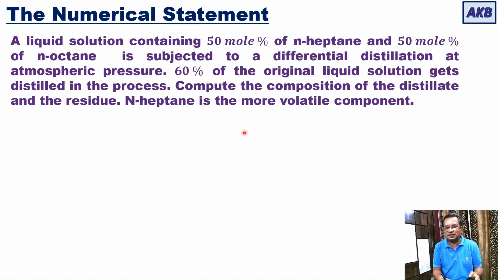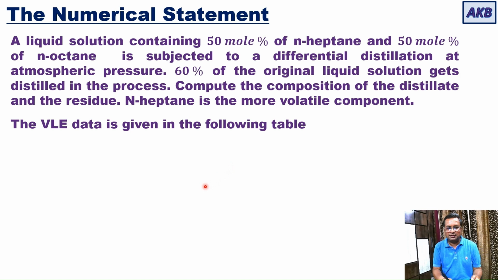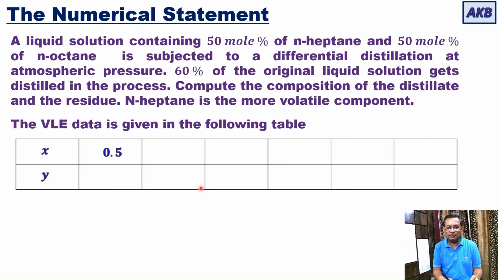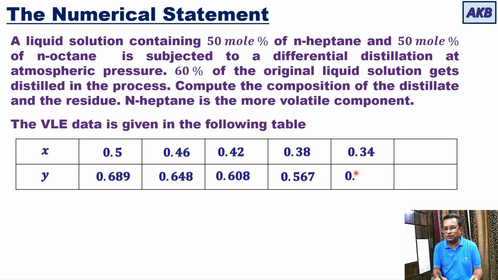Which component is more volatile? We know that it is given in the problem statement. Along with this, the VLE data is given to us. You have different values of X and corresponding values of Y, which are in equilibrium with each other. So you can quickly go through these values. Based on this information, we are supposed to find out the composition of the distillate and the residue. That is, we are supposed to find out XD and XW. A simple task, but we will be learning how to find out XW.